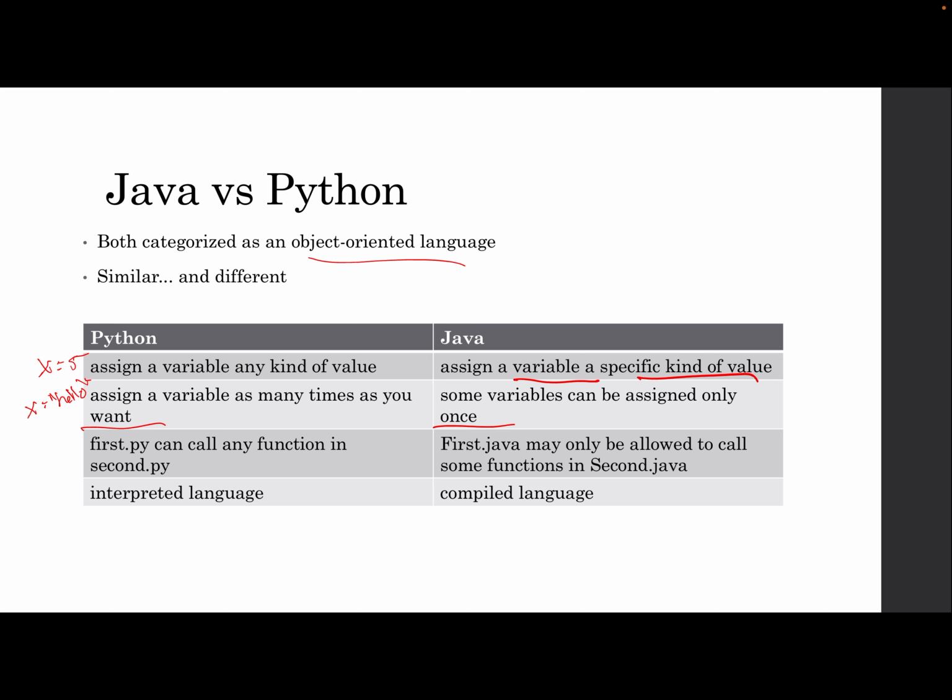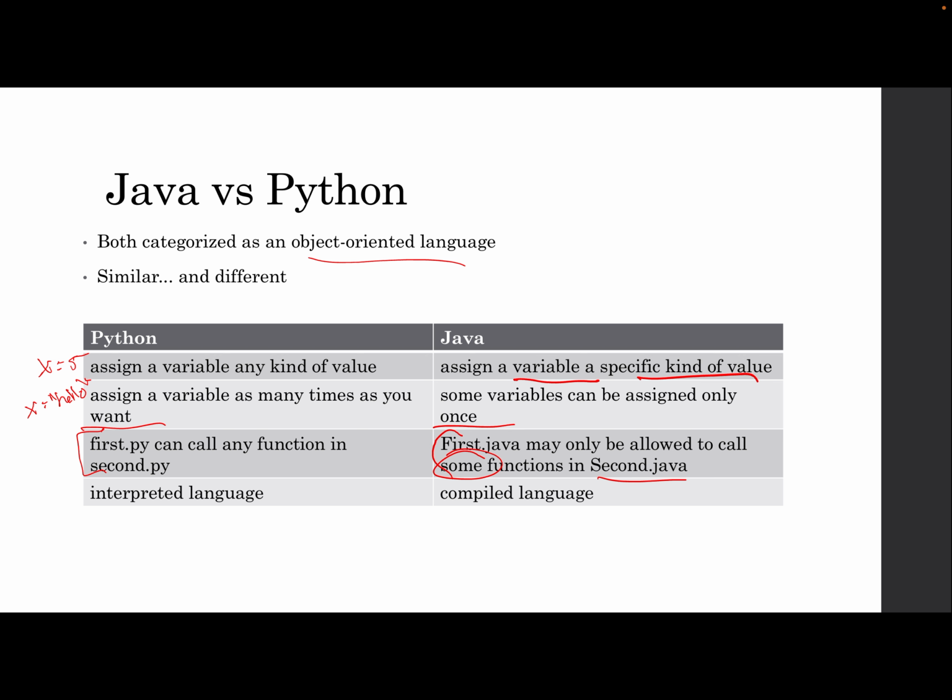There's also a major difference in visibility. In Python, if one file imports another file, it can generally access everything inside of it. Java is much more restrictive. A class can choose exactly what information it's going to expose to the outside world and what information remains hidden. So in Python, first.py can call anything in second.py, but in Java, first.java may only be able to call some of the functions that are in second.java.